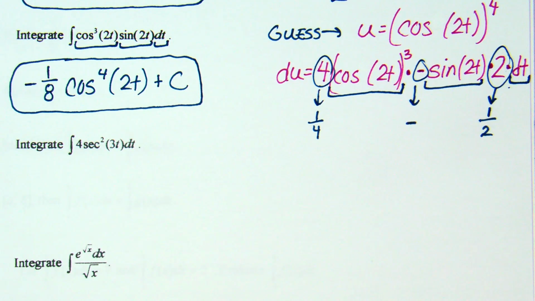Well, the power is a secant squared. So something to the third is the natural guess. Except, this is a special case.